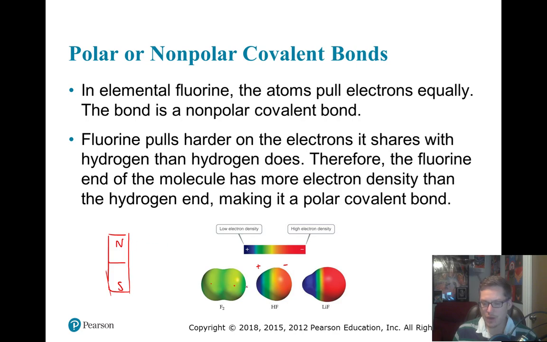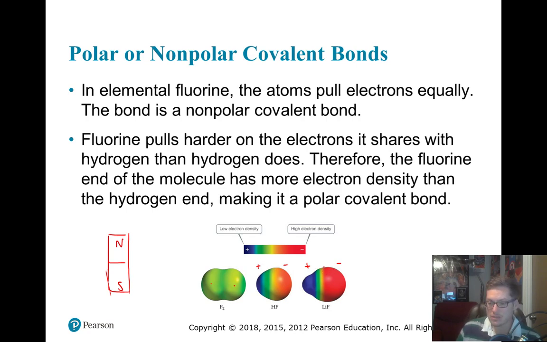Same idea: we've got poles on this magnet, and we've got poles on this molecule. And then we also have lithium fluoride. Now you should know lithium fluoride is actually an ionic bond, because it's a metal with a nonmetal, but notice that we get a definitively positive side over here, big time positive, and big time negative over here. There's not really a lot of sharing.